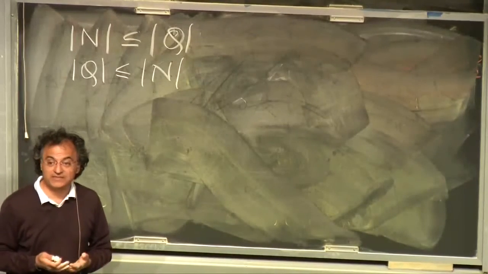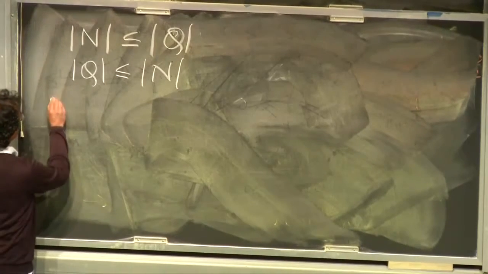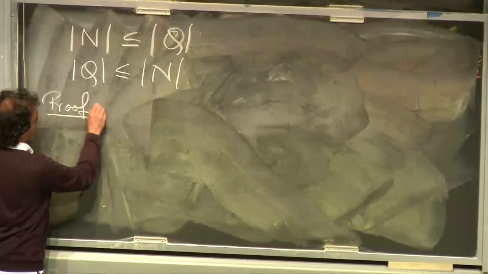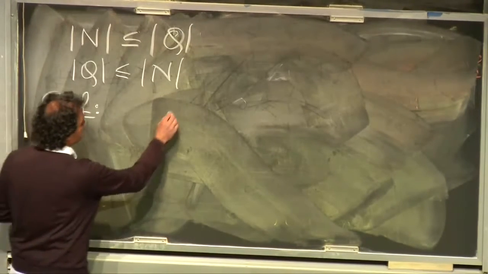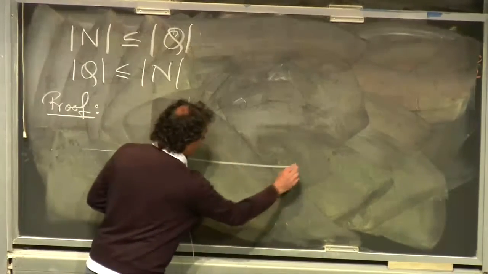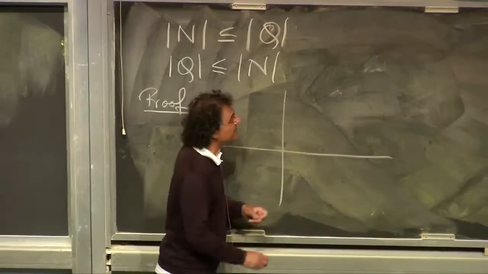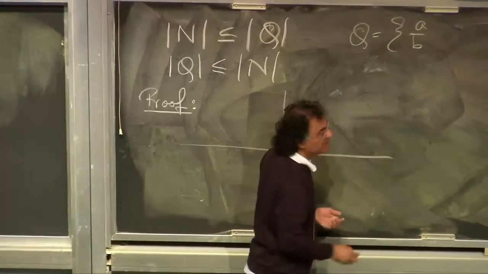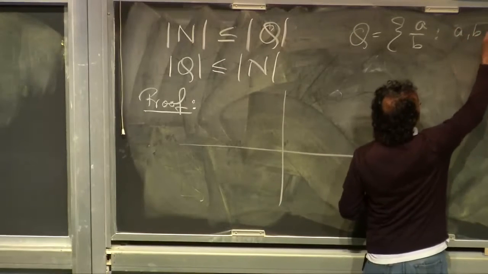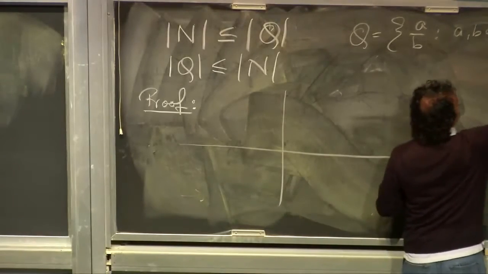Okay, so let's prove it in two ways. We'll prove it first by picture, and then we'll prove it by a different method. The way we do this is we're going to say, look, the way we can represent a rational number is by an ordered pair. A rational number Q is of the form A over B. It's a set of all A over B such that A and B belong to the integers, B is not equal to 0.